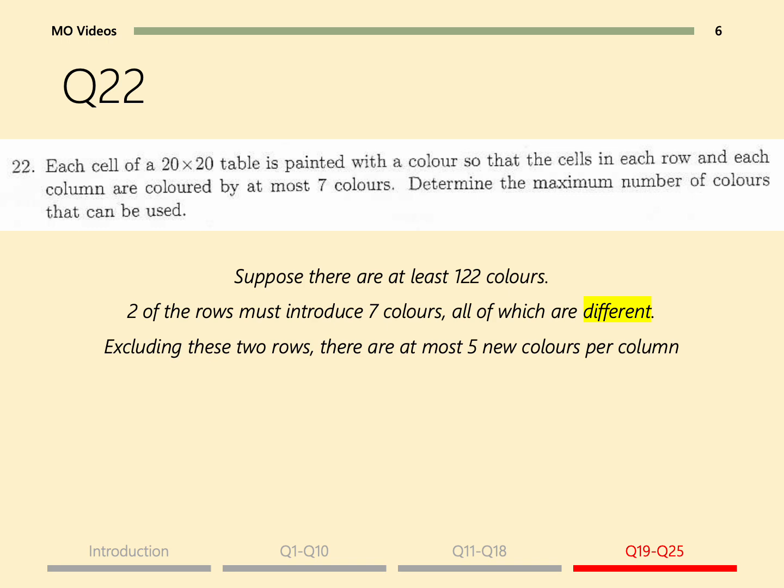And now if we analyze the grid column by column, we notice that other than the column's intersection with these special rows, there can be at most 5 new colors, which gives us a bound on the total number of colors under 5 times 20 plus 14 plus 1, which is already less than 122. And this gives us a contradiction, giving the maximal number of colors that can be used to be 121.